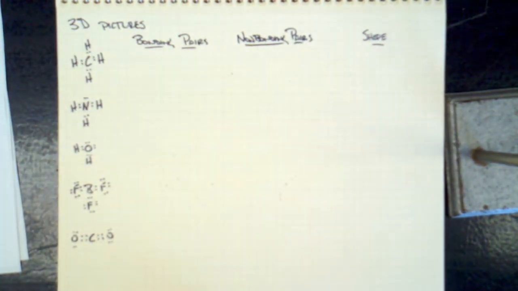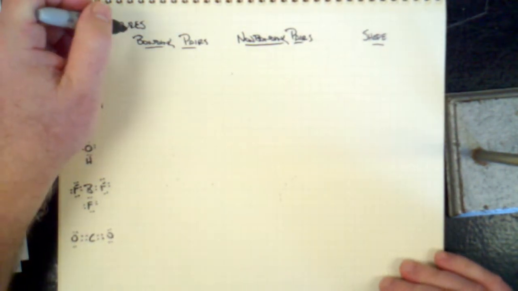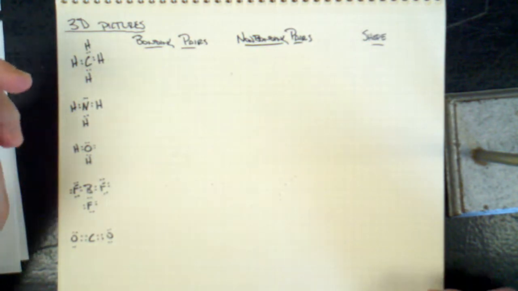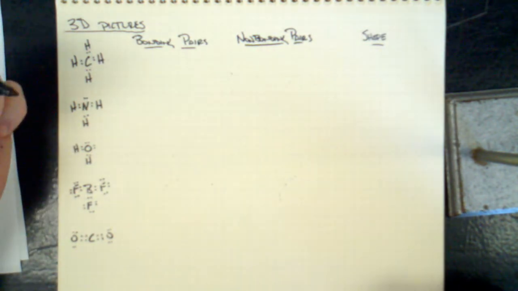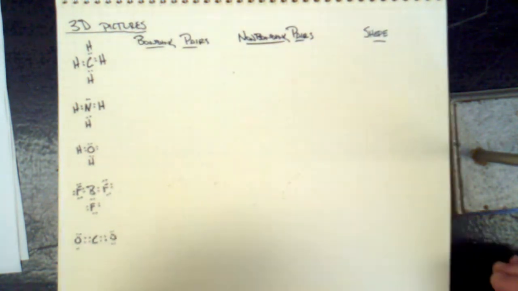Okay, we looked at drawing structures from formulas. And what I've got here is 5 different structures that make 5 different shapes. That shape is determined by the number of bonding pairs and non-bonding pairs. It has everything to do with the electrons.